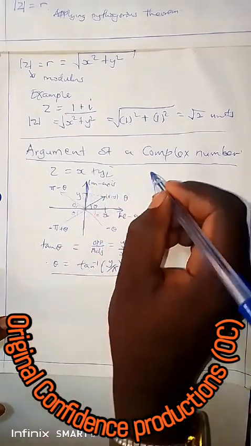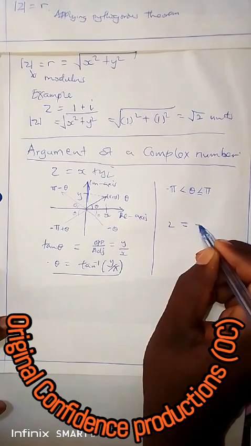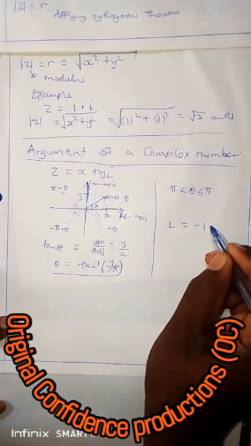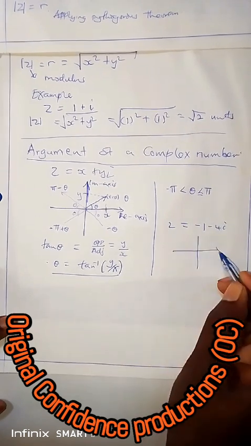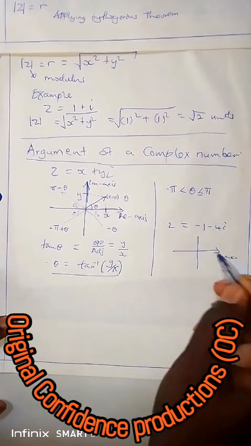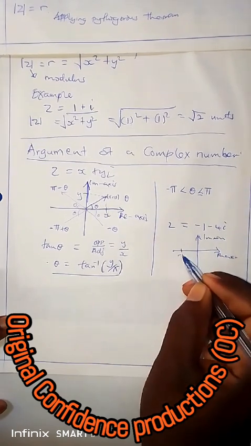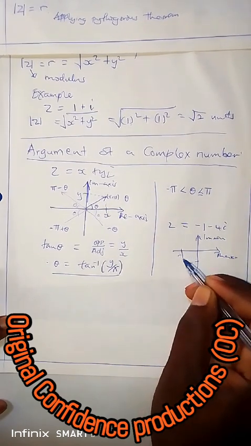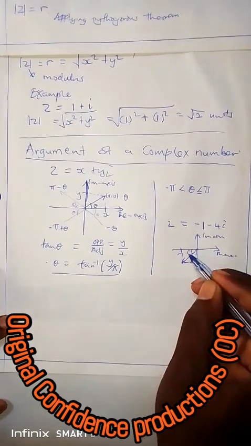For example, if someone tells you that z equals negative 1 minus 4i, you just come on the real axis, and we also have the imaginary axis. You come and have negative 1, then negative 4. So this one is telling that the complex number is in this quadrant. So for us, we want this angle here.